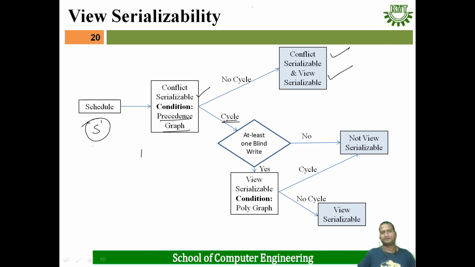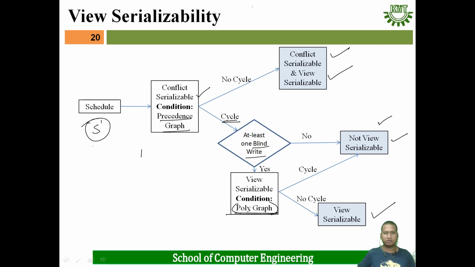If a cycle is present, then you have to check whether any blind write is present or not. Suppose one write is present, and before that no read operation is there, then that is known as blind write. If no blind write is present and a cycle is present, that means it is not a conflict serializable schedule as well as no blind write is present, then that is not a view serializable schedule. If a blind write is present, again you have to check for the view serializability condition. That is your polygraph. Okay, you have to draw the polygraph. In the polygraph, if a cycle is present, it is not a view serializable schedule. In the polygraph, if no cycle is present, that is a view serializable schedule.